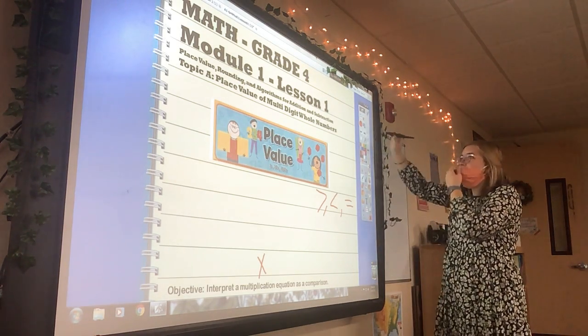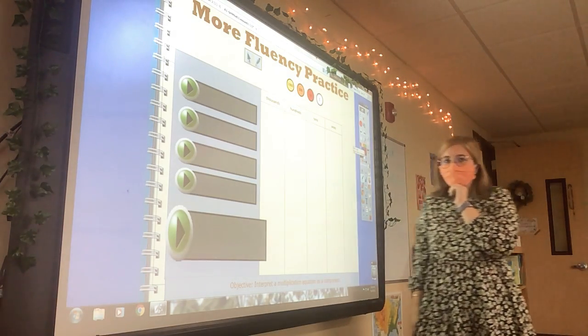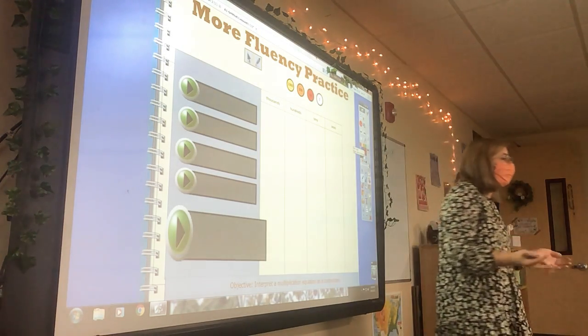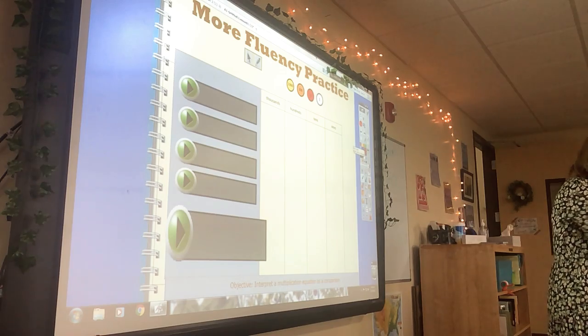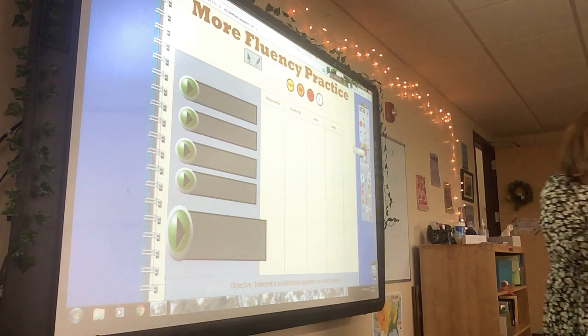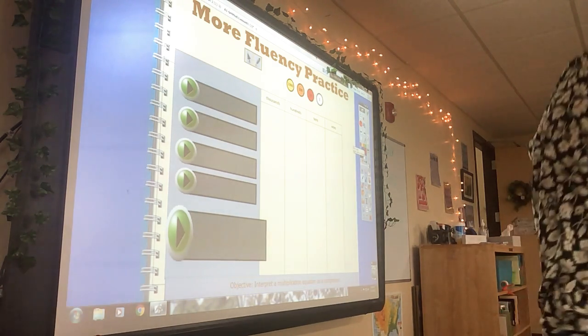Okay, here we go. We gotta get going. So, can you please flip to the place value chart side of your whiteboard?